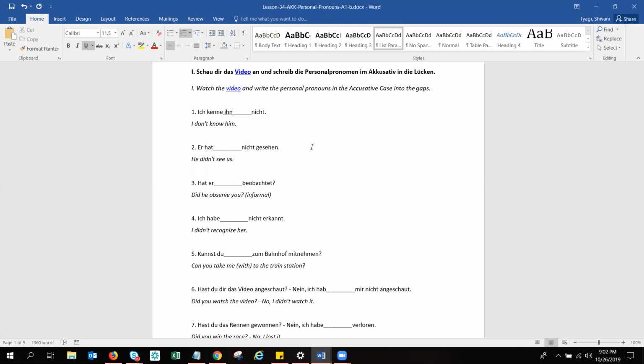Shruti, read the sentence. Er hat das nicht gesehen. Sorry, gesehen. Ja, gesehen. He didn't... Yeah, could you please open that list, Shivani?